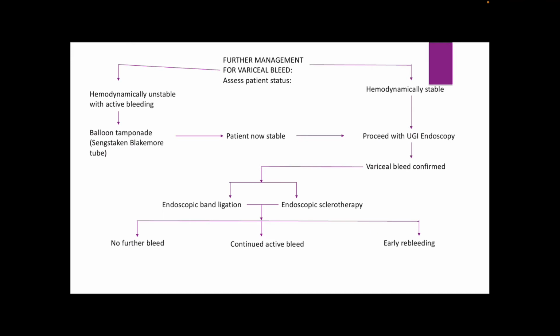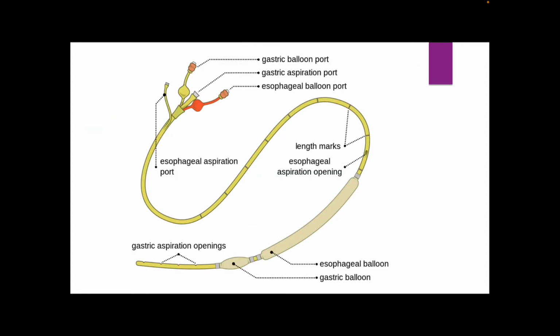So we have the first 5 days, that's acute bleeding episode. 5 days to 6 weeks is early rebleeding. More than 6 weeks is late rebleeding. So for a patient with variceal bleed, assess the patient's status. If the patient is hemodynamically stable, you can proceed with an upper GI endoscopy. But if the patient is unstable with active bleeding, then we go with something called the balloon tamponade, or using something called the Sengstaken-Blakemore tube. So what is this? Now, balloon tamponade, please note, is done only for temporary stabilization until definitive treatment can be done, because there is a risk of rebleeding after deflating the balloon.